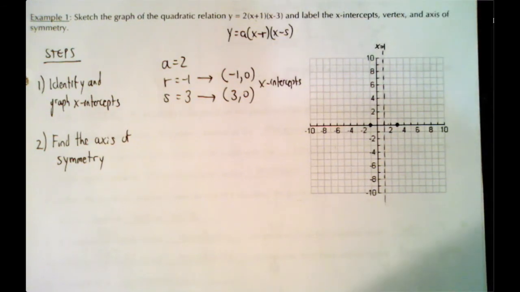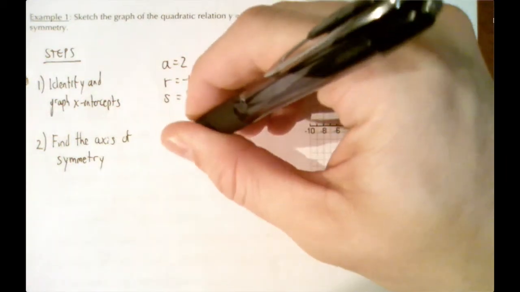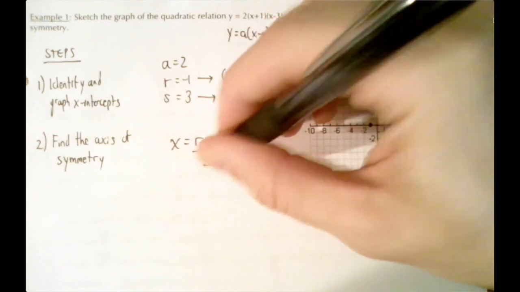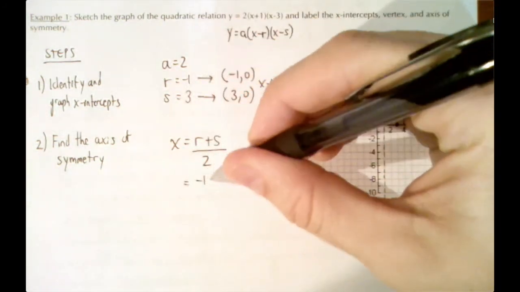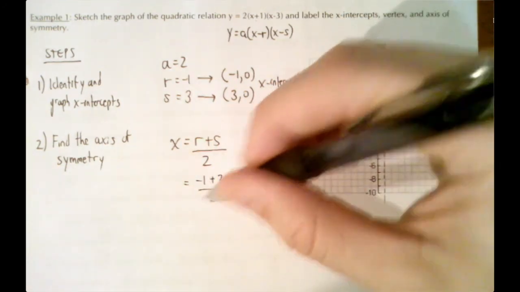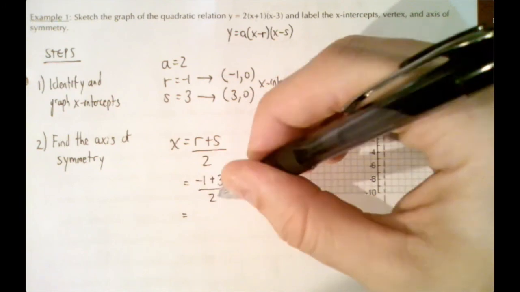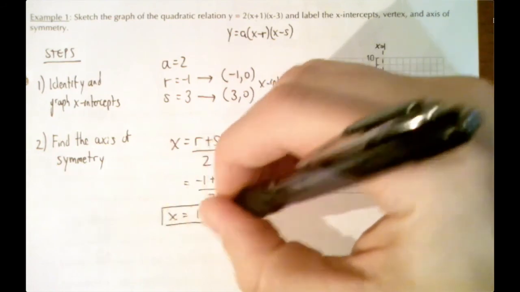I can show you the math. The math says if you want the x-axis of symmetry, you take r and you add s and you divide by 2. You find the middle. R is negative 1, s is 3, divided by 2. Negative 1 plus 3 is 2, divided by 2 is 1. There's your axis of symmetry.